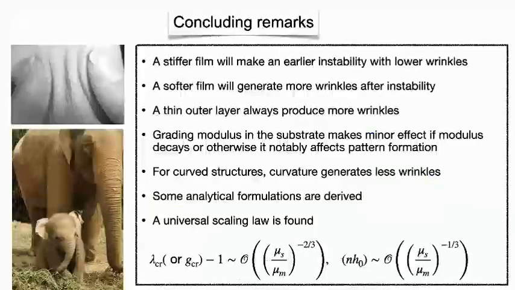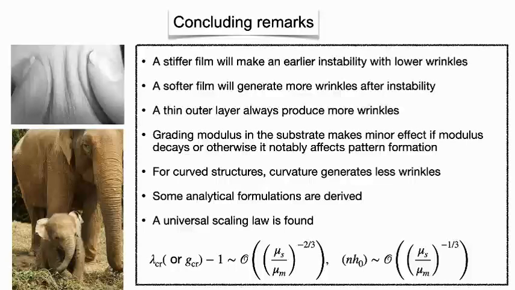Let me conclude the presentation. So we know that a stiffer film will always make an early instability, but it will reduce the wrinkle numbers. It's very important. And the soft film will generate more wrinkles after instability. And we know that a thin outer layer always produces more wrinkles. And the order is 1 by the thickness.